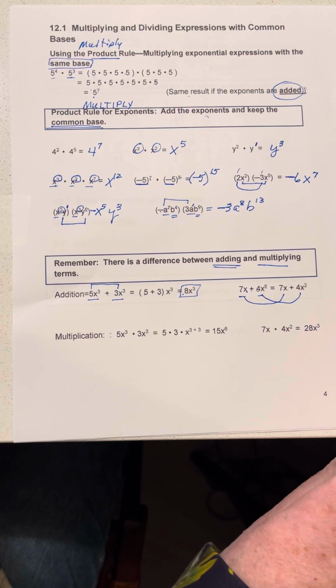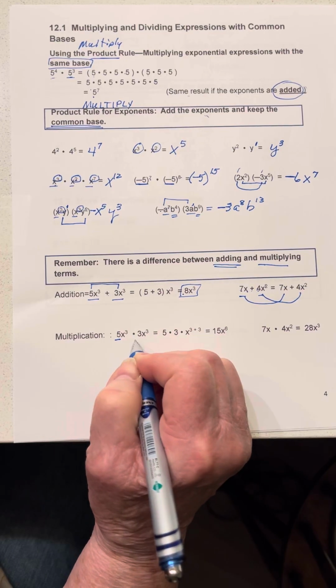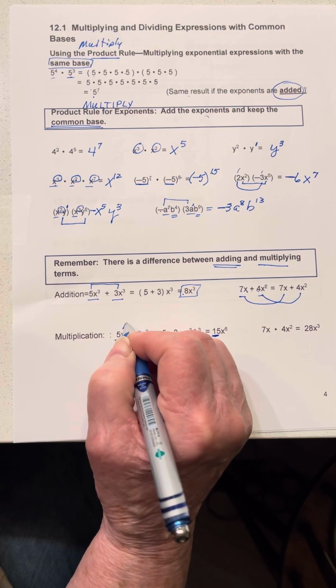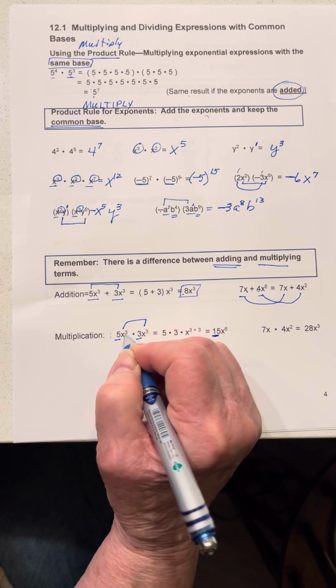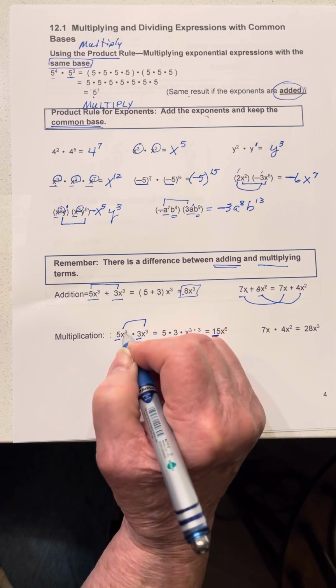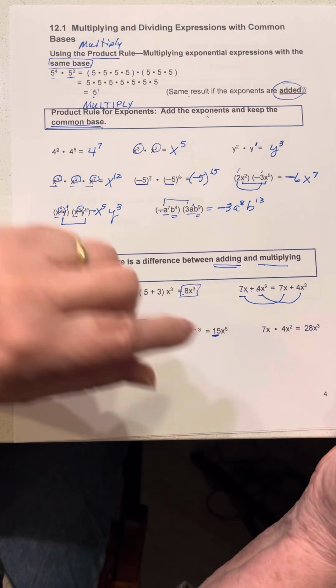Now, if we're multiplying these, we're going to multiply 5 times 3, which is 15, and then we'll multiply x cubed times x cubed, which will be 3 plus 3. We'll add the exponents, which is x to the 6th power.